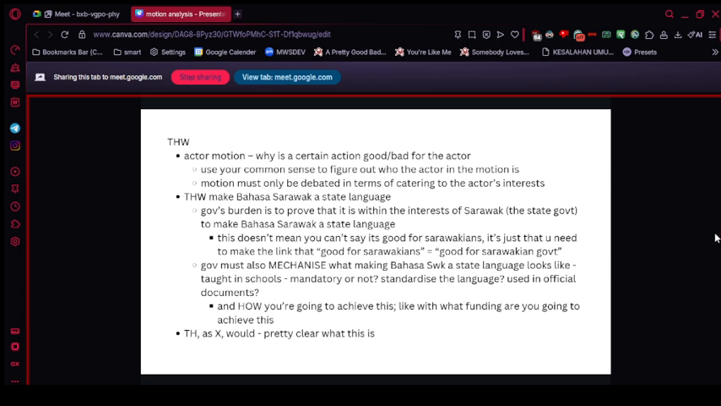Like this house, I can't think of a motion as example right now. But for this house would, you don't really need to prove the likelihood that the Sarawakian government is going to, I don't know, make Bahasa Sarawak mandatory in all schools, right? You can just say that and it will be true.